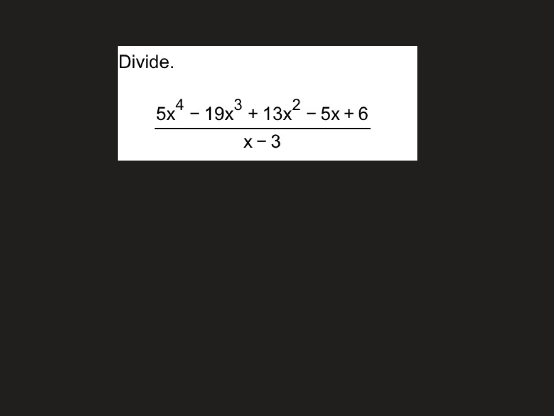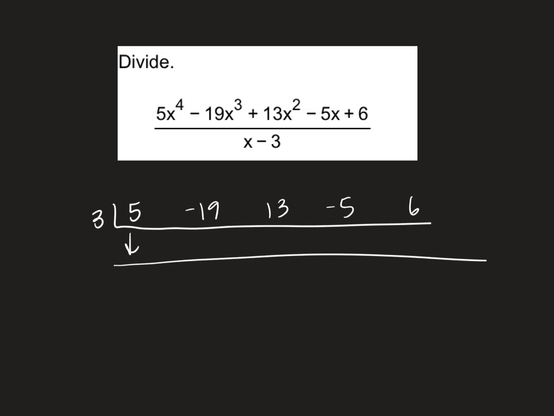So let's do this one by synthetic division. So I'm going to call this 3. And then my coefficient of x to the fourth is 5. My coefficient of x cubed is negative 19. My coefficient of x squared is 13. My coefficient of x is negative 5. And then 6 is my guy.